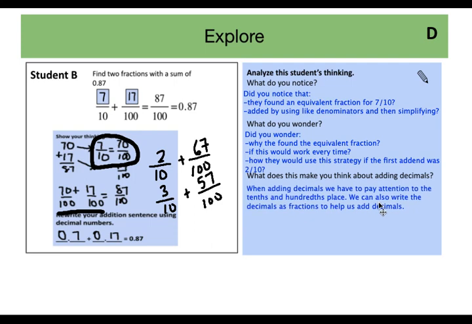What does this make you think about decimals? When adding decimals, we have to pay attention to the tenths and hundredths place. We can also write the decimals as fractions to help us add decimals, right? So you can always use this strategy if you want to. If you feel more comfortable with adding fractions than you do with adding decimals, then you can take what we've seen today and use it to help you add decimals.